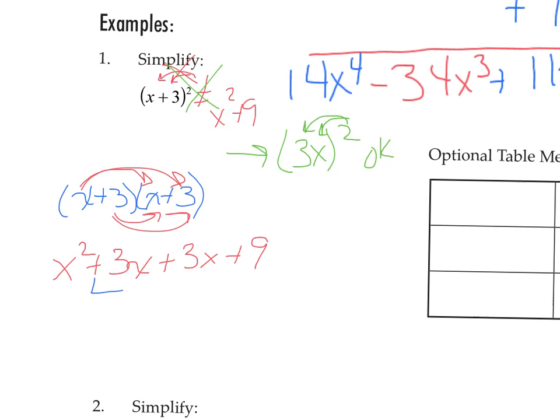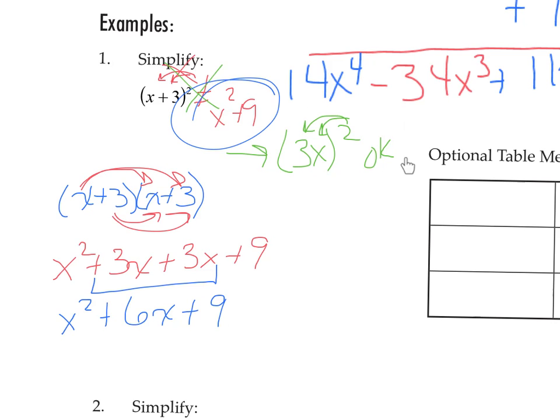And then we look for the like terms, which are right here. 3x and 3x make 6x. We have a plus 9. We have an x squared at the front. So x squared plus 6x plus 9. And notice, it's not the same as this. Okay, so don't bring the exponent inside the parentheses if there are plus and minus signs. It doesn't work. If it's all multiply, yes, this is fine. This does not work, so don't do it.